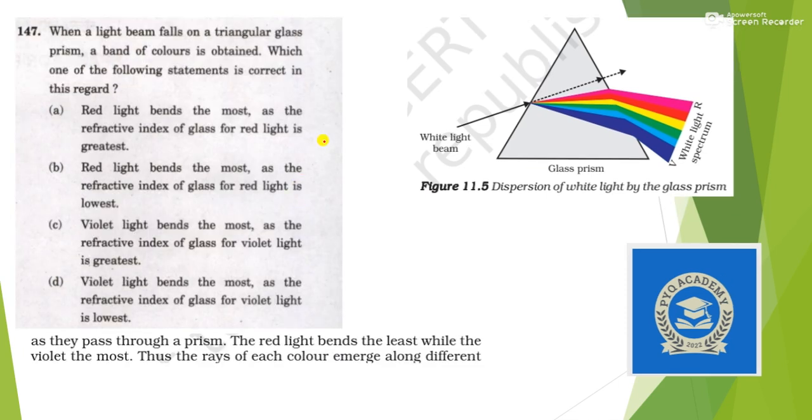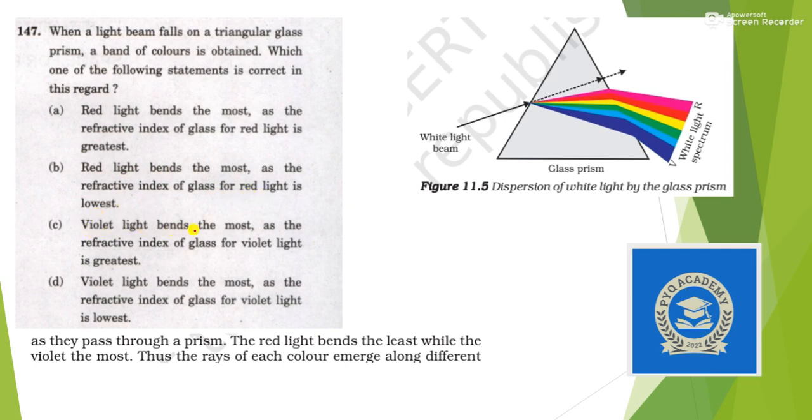Next question is again from that same chapter. When a light beam falls on a triangular glass prism, a band of color is obtained. Which of the following statements is correct? The first statement is, red color bends the most as the refractive index of glass for red light is greatest. Then, red light bends the most as the refractive index of glass for red light is lowest.